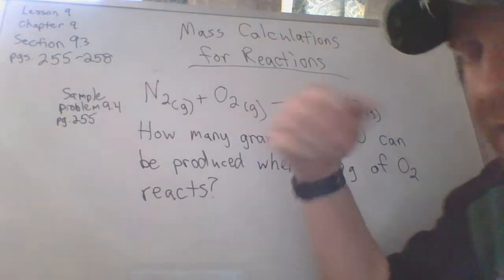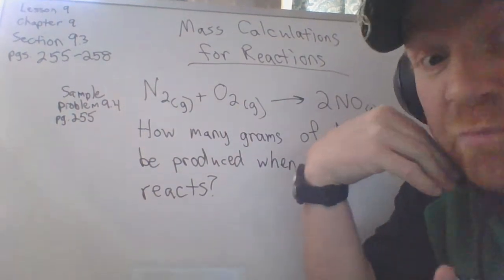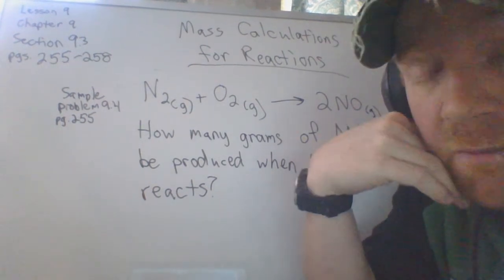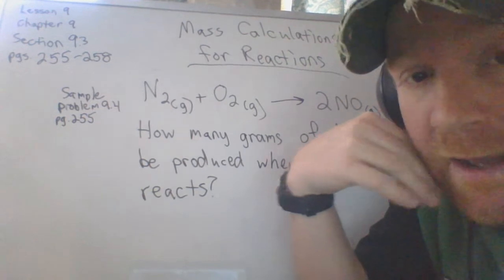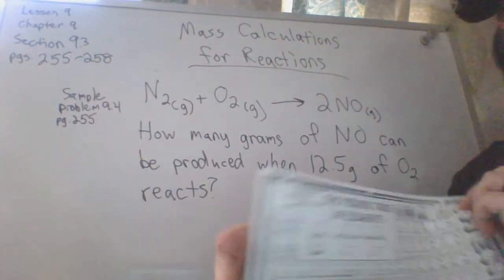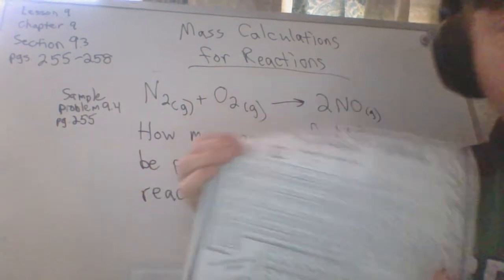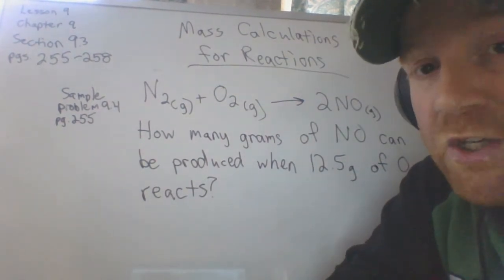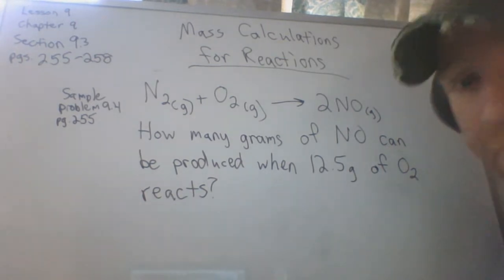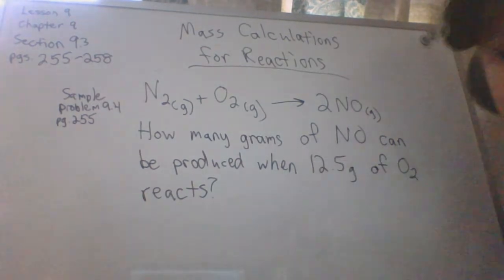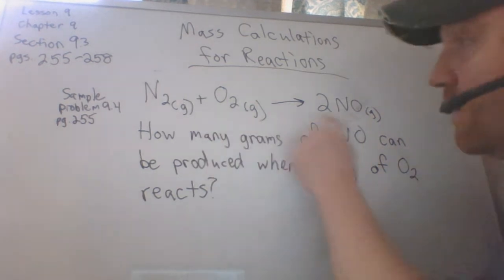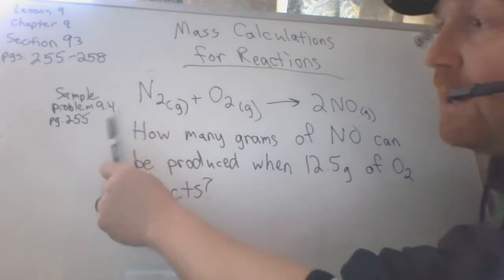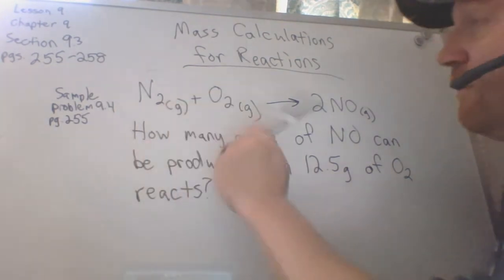We're basically going to combine a lot of previous concepts, a lot of previous things that we've been doing in chemistry. We're going to be using molar mass, so we need the periodic table. We're going to be using, from my previous video, mole to mole ratios. So in addition to needing a periodic table, you're also going to need a balanced chemical reaction. In this particular problem, it's sample problem 9.4 on page 255.